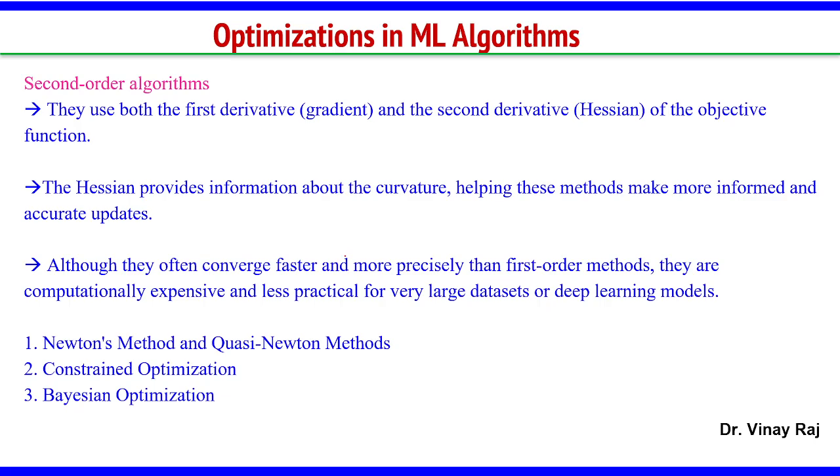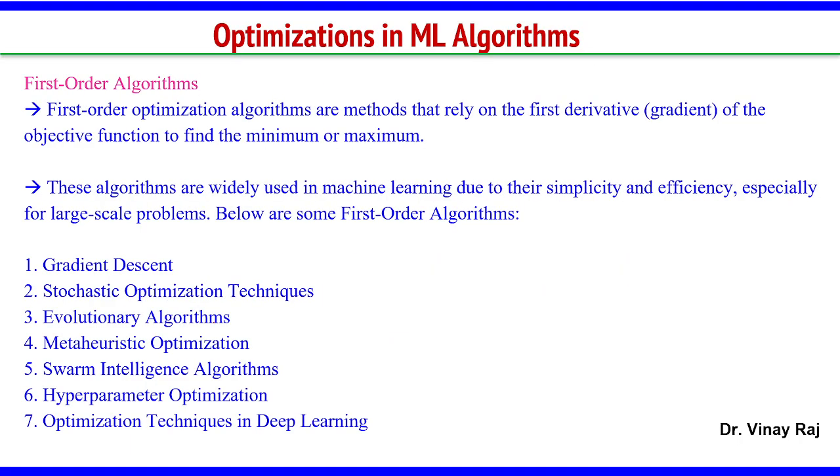What are the second order algorithms? They use both the first order as well as the second order derivative, the gradient as well as the Hessian. They depend on both of these. Some examples are Newton's method, and the quasi-Newton method, which is very popular in deep learning. Constrained optimization, Lagrange multiplier, and Bayesian optimization are some other algorithms. We are going to focus on the first order algorithms in this FDP, and especially on the gradient descent technique, right.